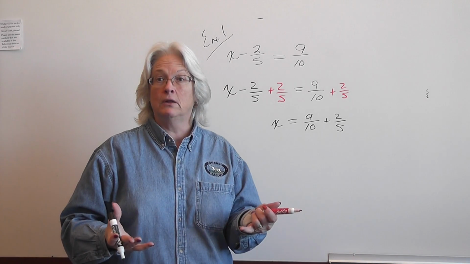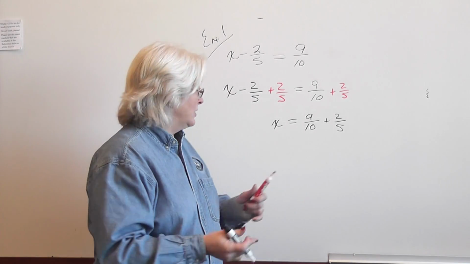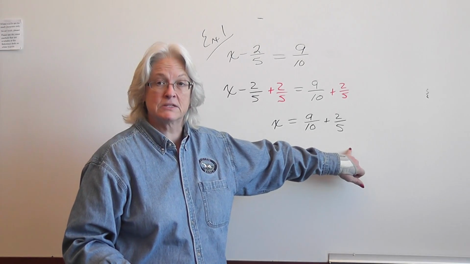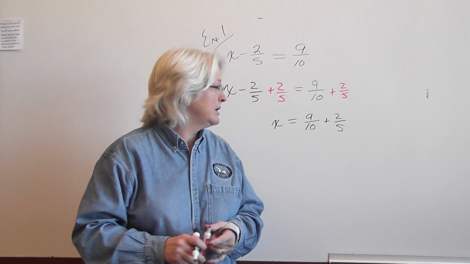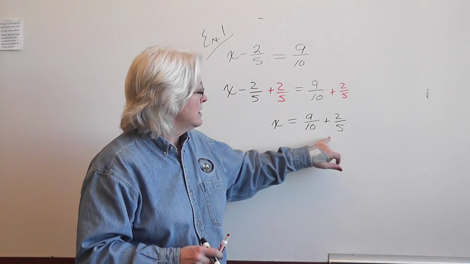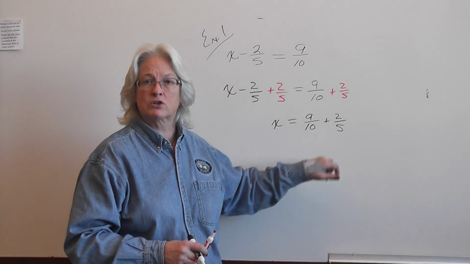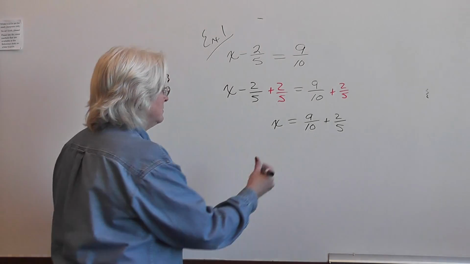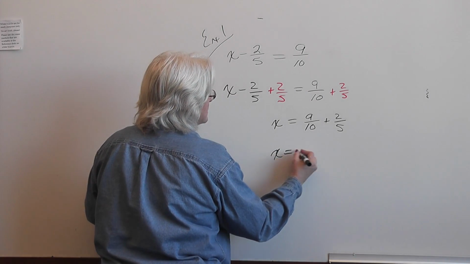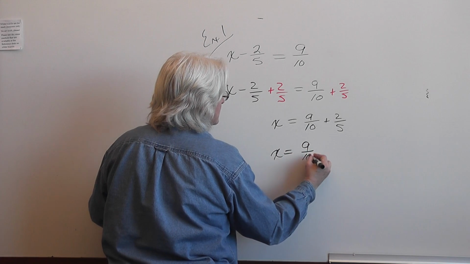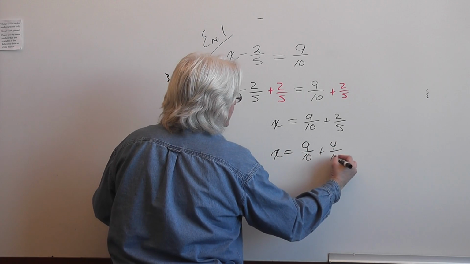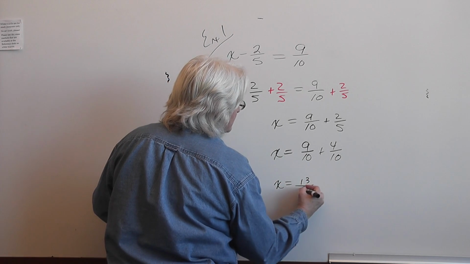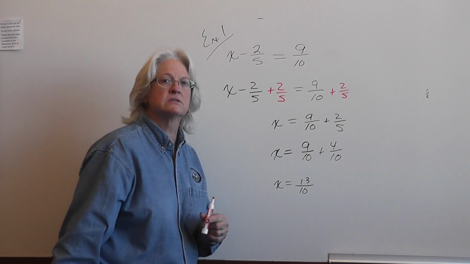Can you add those two fractions together? No, you can't, because the denominators are not the same. You have to have a common denominator to add fractions, which means that you need to rename these fractions with a common denominator. Common denominator here is going to be 10. X is equal to 9/10 plus 4/10. X is equal to 13/10.